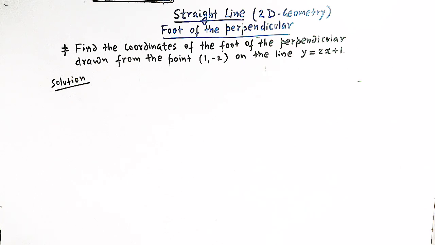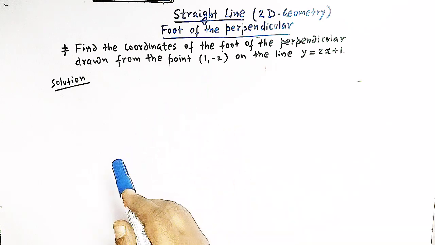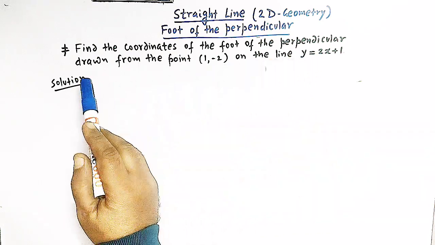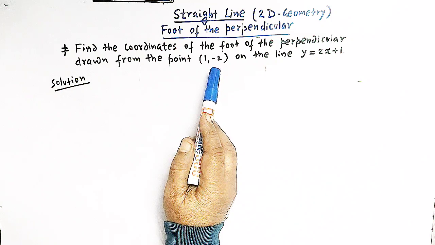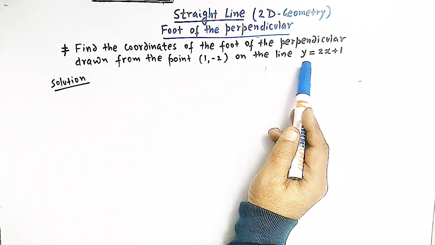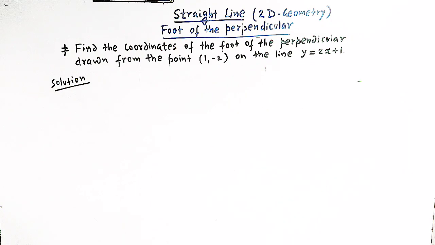So here we'll understand and we'll learn this concept with the help of this problem where we have to find the coordinates of the foot of the perpendicular drawn from the point (1, -2) on the line whose equation is y = 2x + 1, right?